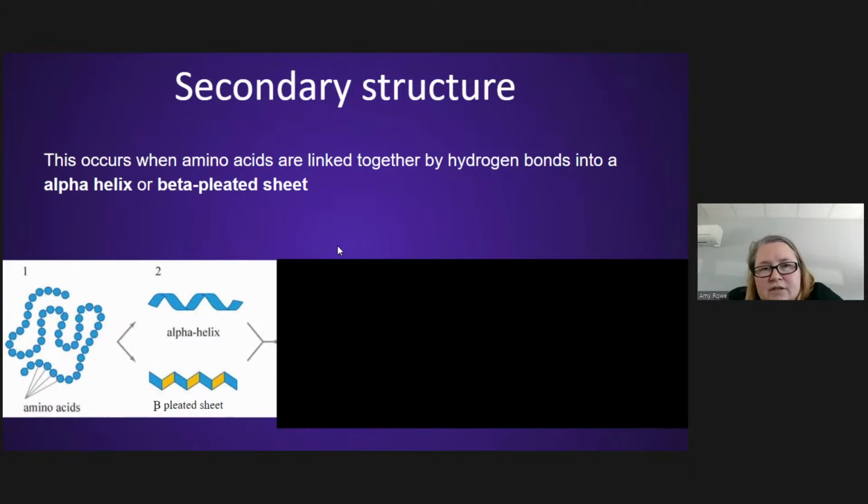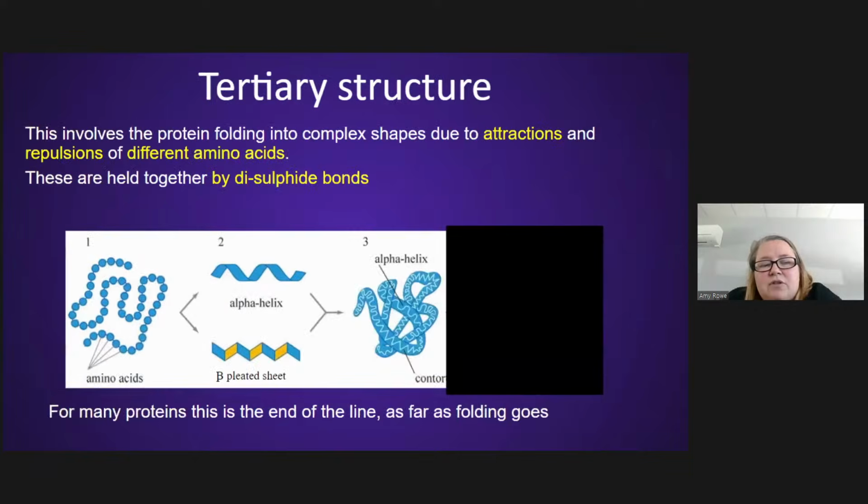A secondary structure is still not a protein. We'll usually have to go through a third type of folding, which gives us our tertiary structure. This involves the protein folding into complex shapes, and this is due to attraction and repulsion between the different amino acids. The tertiary structure is held together by disulfide bonds, so a different type of bond. We will see that there are alpha helices and beta pleated sheets as part of this tertiary structure, and they are held in place by those disulfide bonds.